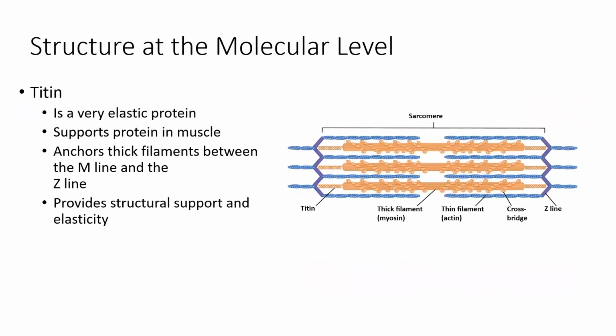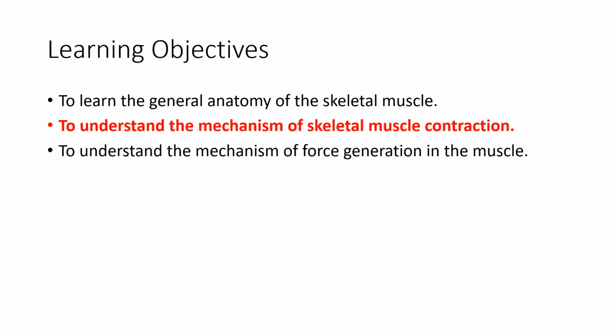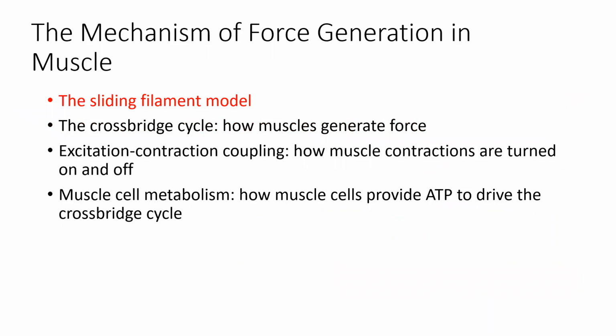That's where we're going to pick up here today and actually get into the details of this sliding filament model. So we'll talk about the sliding filament model. We'll talk about cross-bridge cycling, which is an important aspect of that sliding filament model. And this is how muscles generate force.